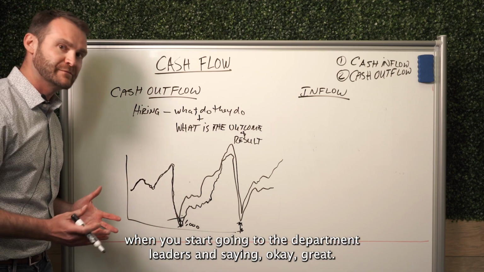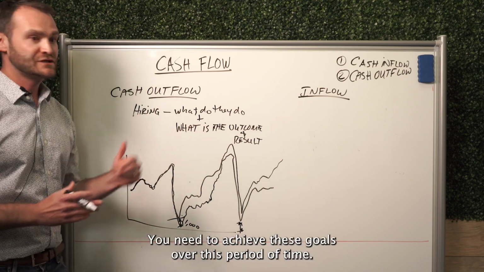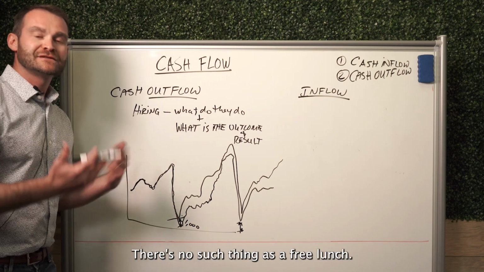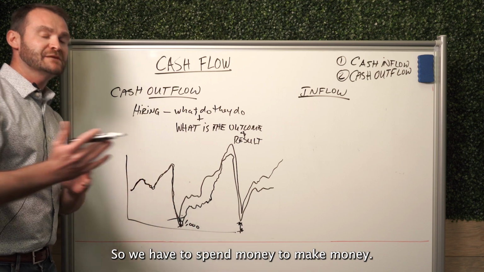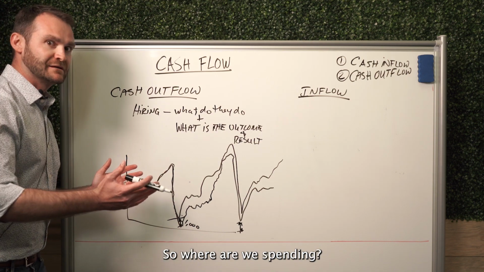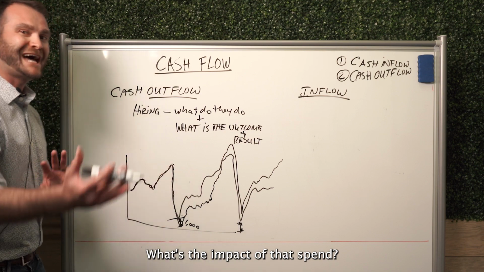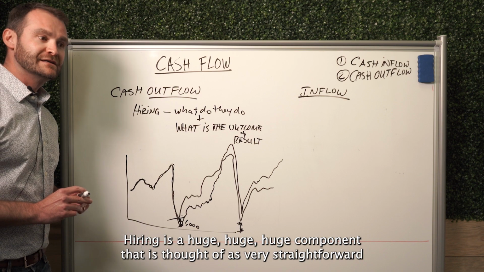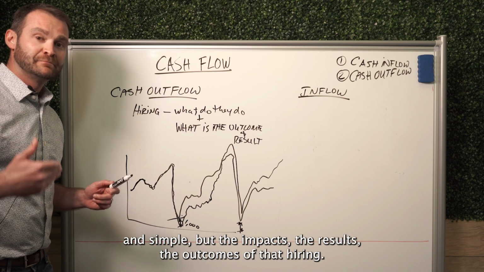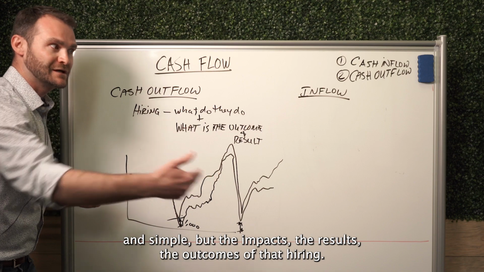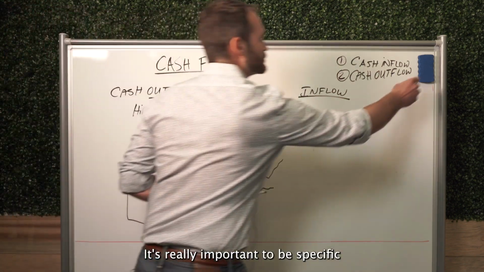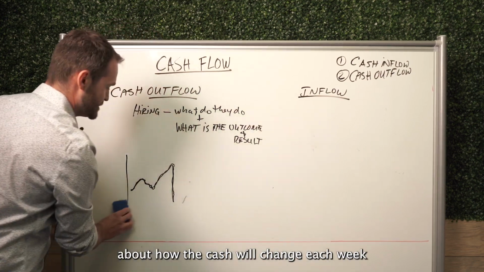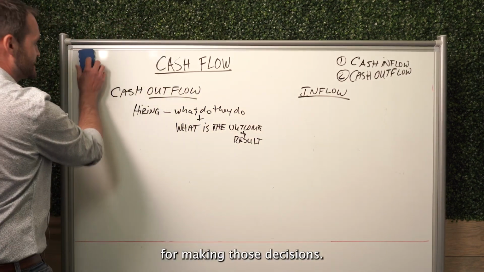When you start going to the department leaders and saying, okay, great, you need to achieve these goals over this period of time, there's no such thing as a free lunch. So we have to spend money to make money. So where are we spending? How are we spending? What's the impact of that spend? Hiring is a huge, huge, huge component that is thought of as very straightforward and simple, but the impacts, the results, the outcomes of that hiring, it's really important to be specific about how the cash will change each week from making those decisions.